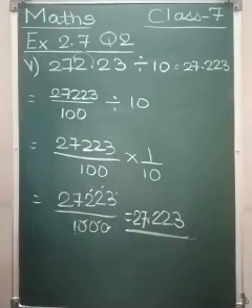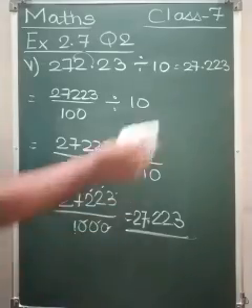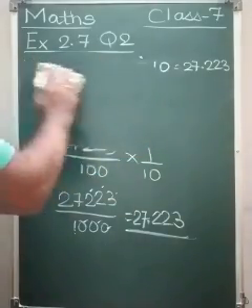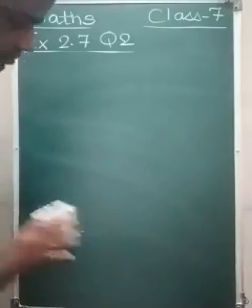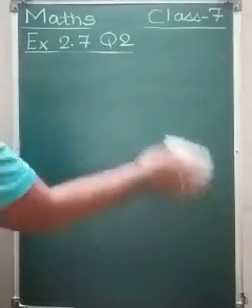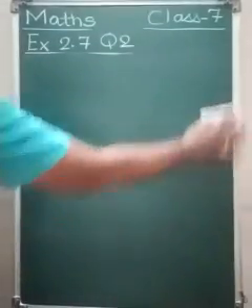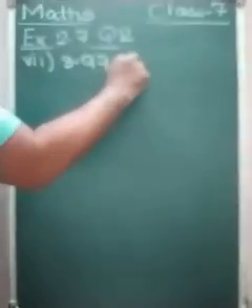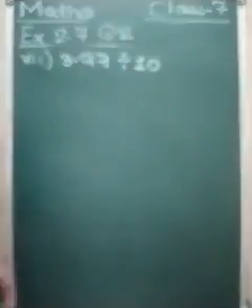Now we will solve the 7th sum. Rest of the sums would be for homework. Seventh sum is 3.97 divided by 10. Let us solve it orally.